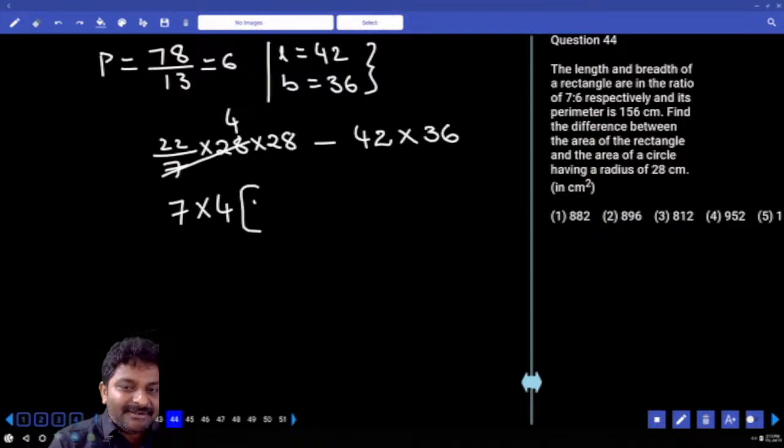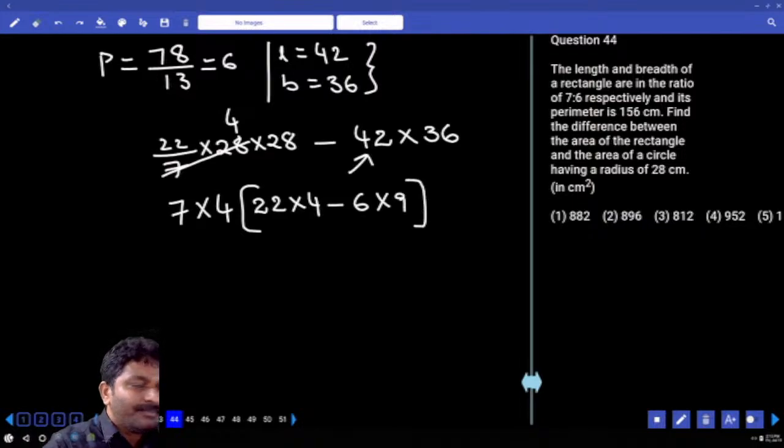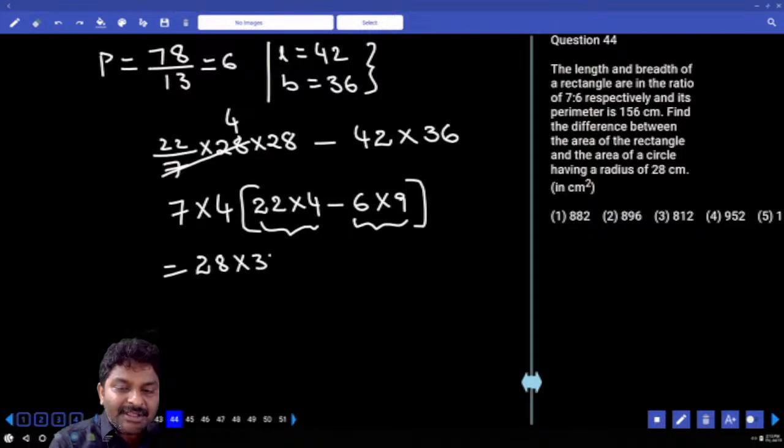Now, what is left? 22 into 4 minus 6 into 9. 7 taken common from 42. 4 taken common from 36. Leftover values are 6 and 9. Concentrate on numbers inside bracket. How much is it? 88 minus 54. 30. So 7 fours into 30.